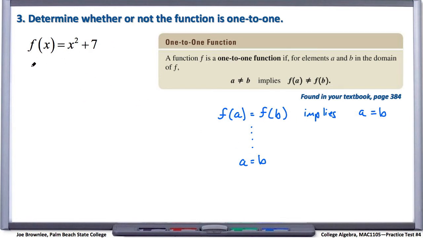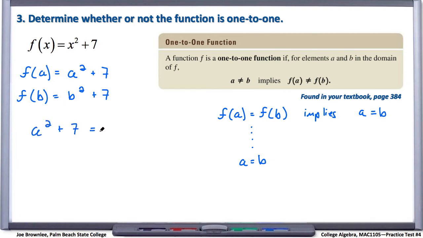All right, so let's go ahead. Let's first find what f of a is. So again, all this is saying is take a, plug it in, and see what we get. So a squared plus 7. That's all we get. That is f of a. Let's also find what f of b is. Well, again, that tells us we're going to take b. Anywhere we see an x in the original function, replace the x with b. So that gives us b squared plus 7. So we have f of a, we have f of b. We're going to set those two things equal to each other. So a squared plus 7 equals b squared plus 7.